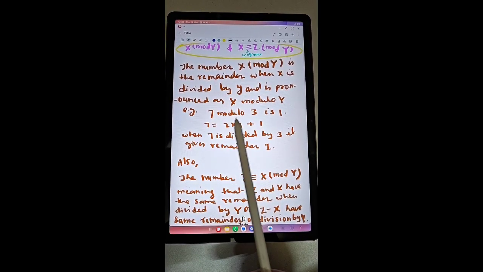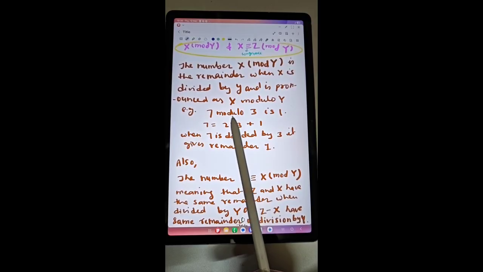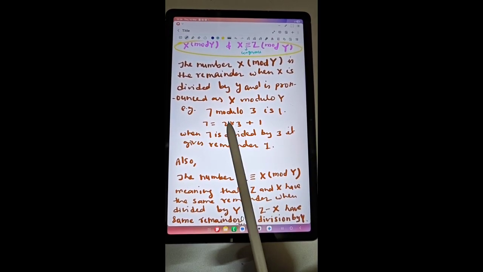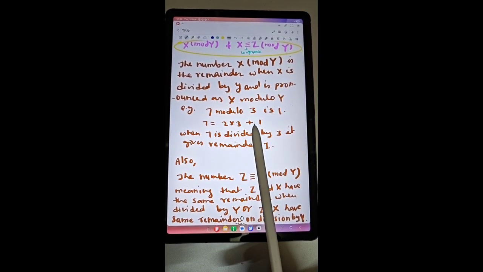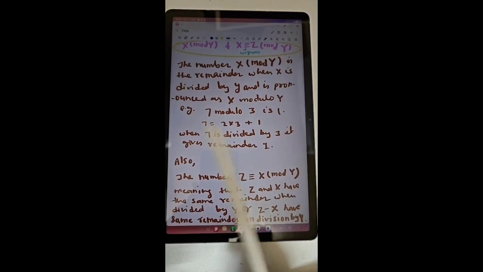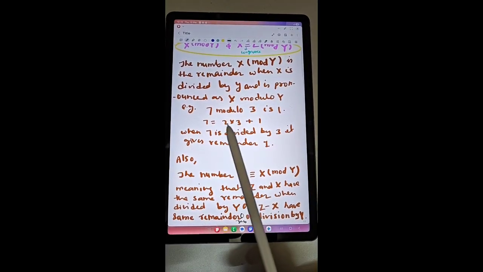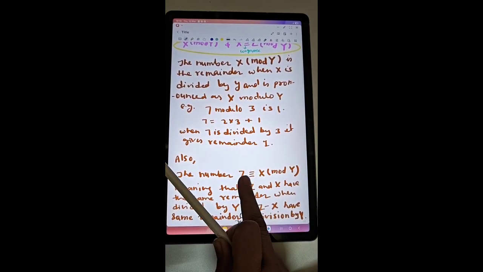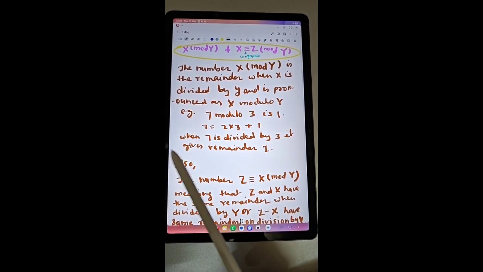Therefore, if we say 7 modulo 3, its value will be 1, because 3 twos are 6 plus 1, the remainder is 1. So when 7 is divided by 3, it gives a remainder of 1. This is the meaning of 7 modulo 3.